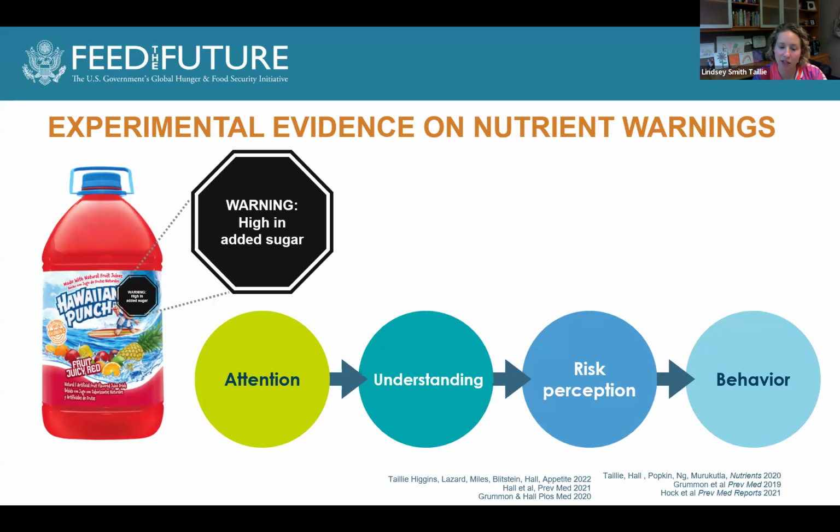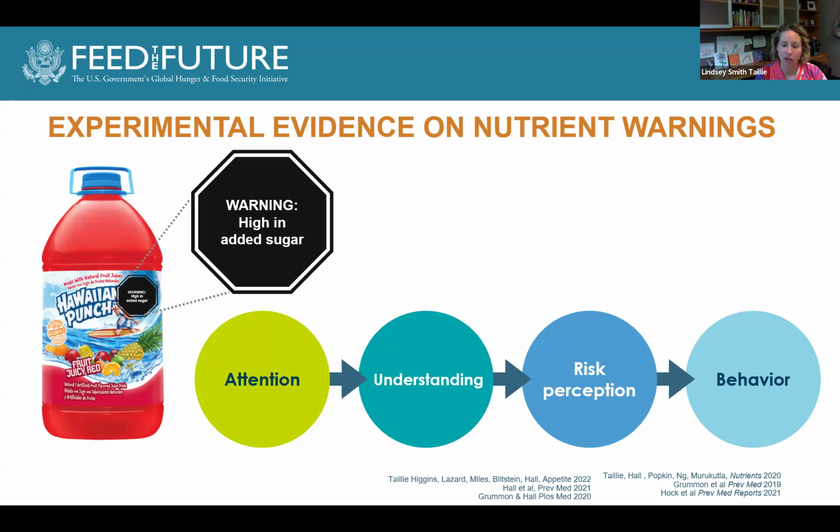And this is a stop sign shaped label that tells a consumer if a product is high in a nutrient of concern. This almost always includes sugar, sodium, and saturated fat. Sometimes it includes calories, sometimes it includes trans fat, sometimes it includes non-sugar sweetener.